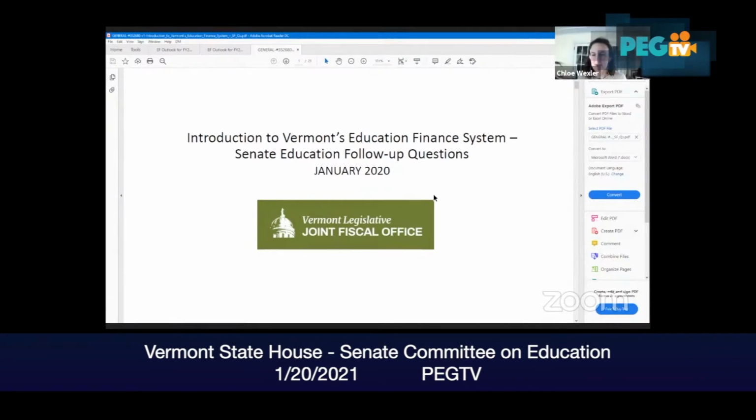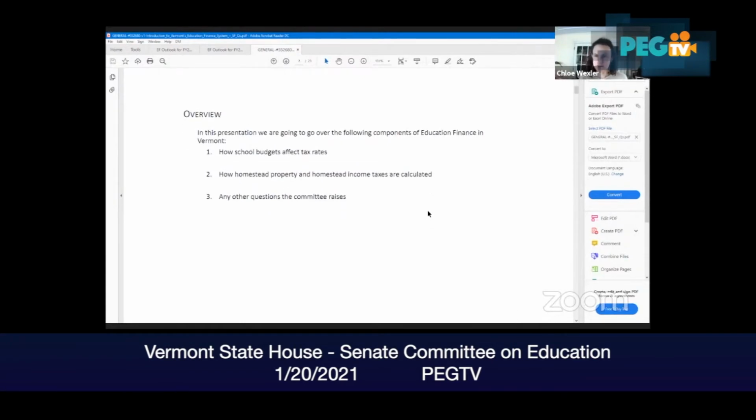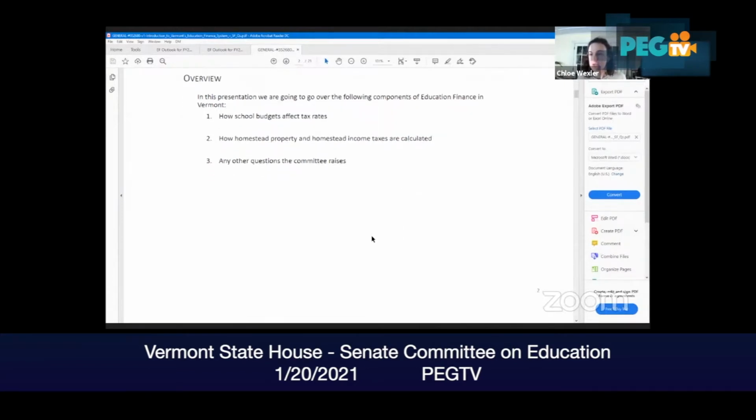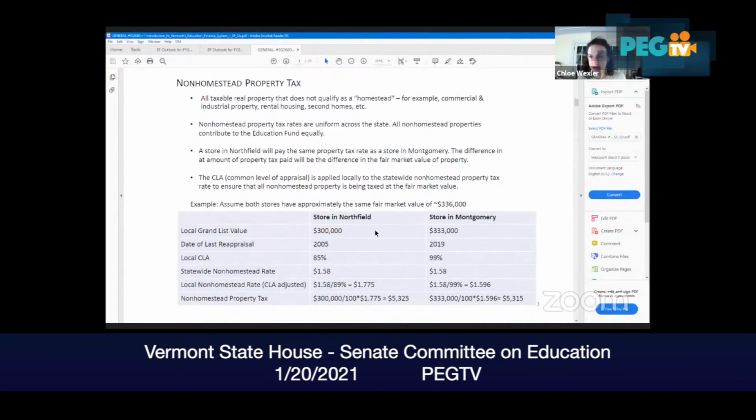Yes, please. So the first question, starting with an overview of what I just said, we're going to go over a couple of the components. Specifically, we're going to look at how school budgets affect tax rates, how homestead property and homestead income taxes are calculated, and any other questions that are raised by the committee as we go through this. The first question that Senator Chittenden asked was specific to the non-homestead property tax, and I think that this could be a good place for us to start.